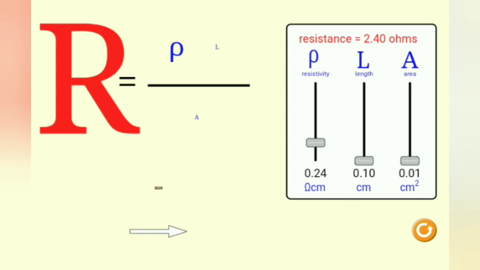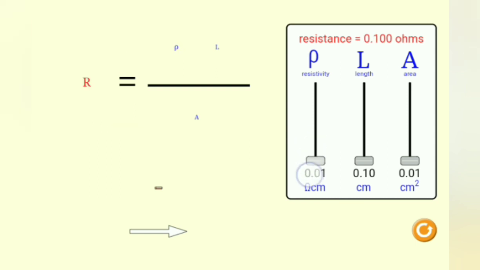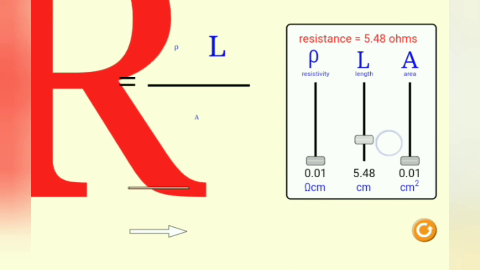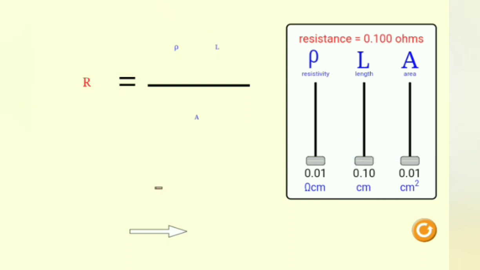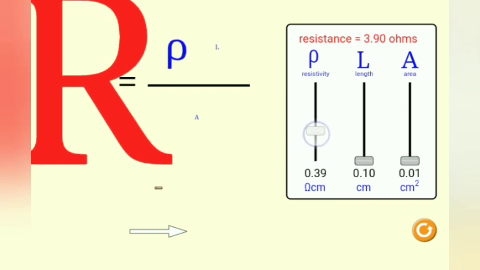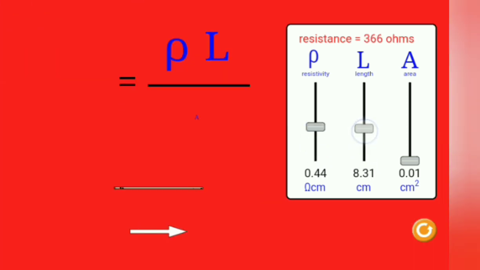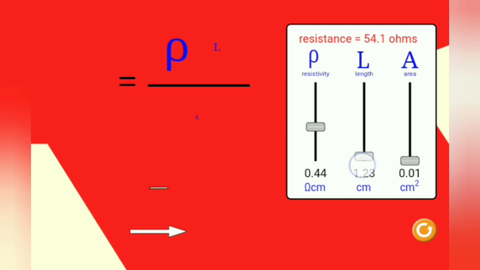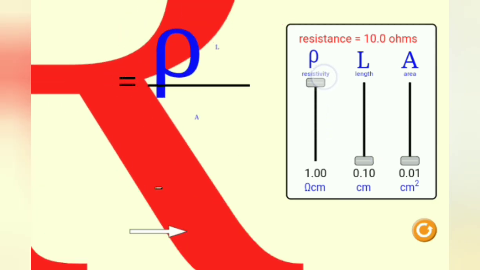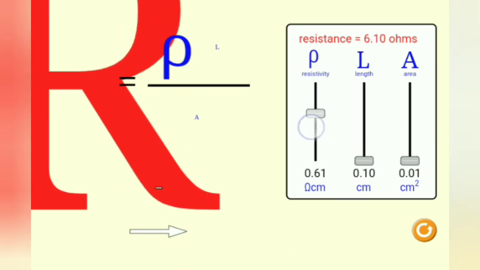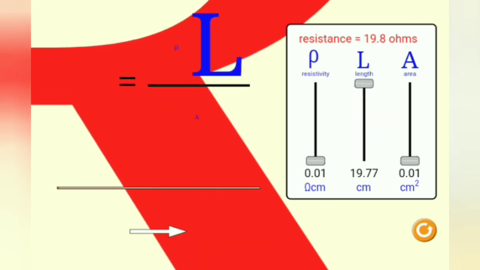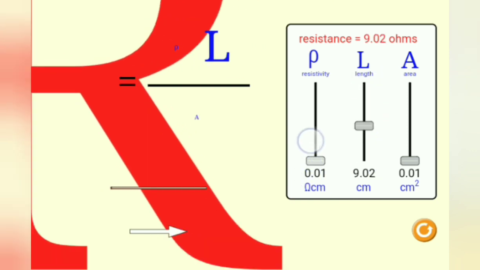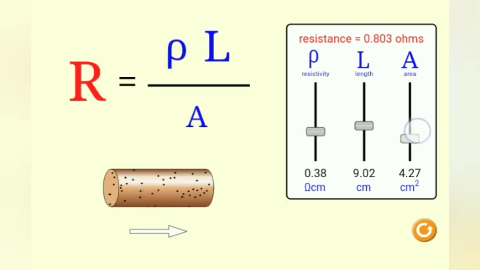This is a simulation on resistance in a wire. We can observe the resistance of a wire is directly proportional to its length and inversely proportional to its cross-sectional area. Resistivity is the physical property of a particular substance which is having particular dimensions.